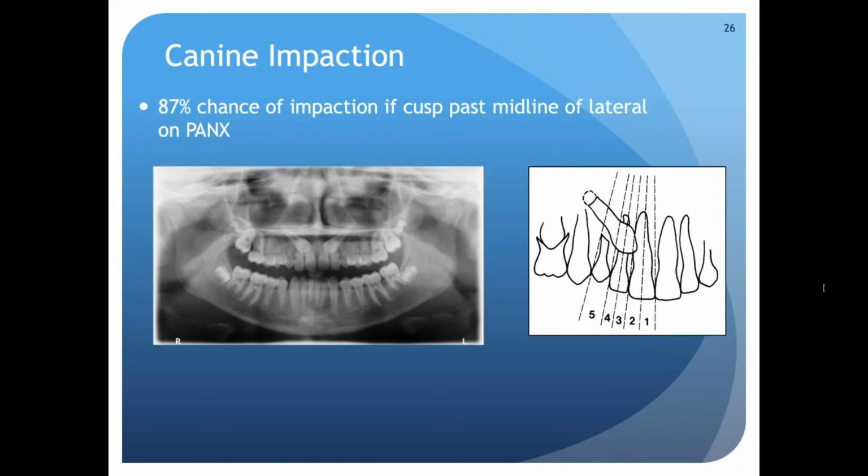And I'll show you here. If this is the midline of the lateral, you can see that the canine is quite a bit past that. So there is a very, very good chance for this patient to have an impacted canine. So why is it important to catch that early?